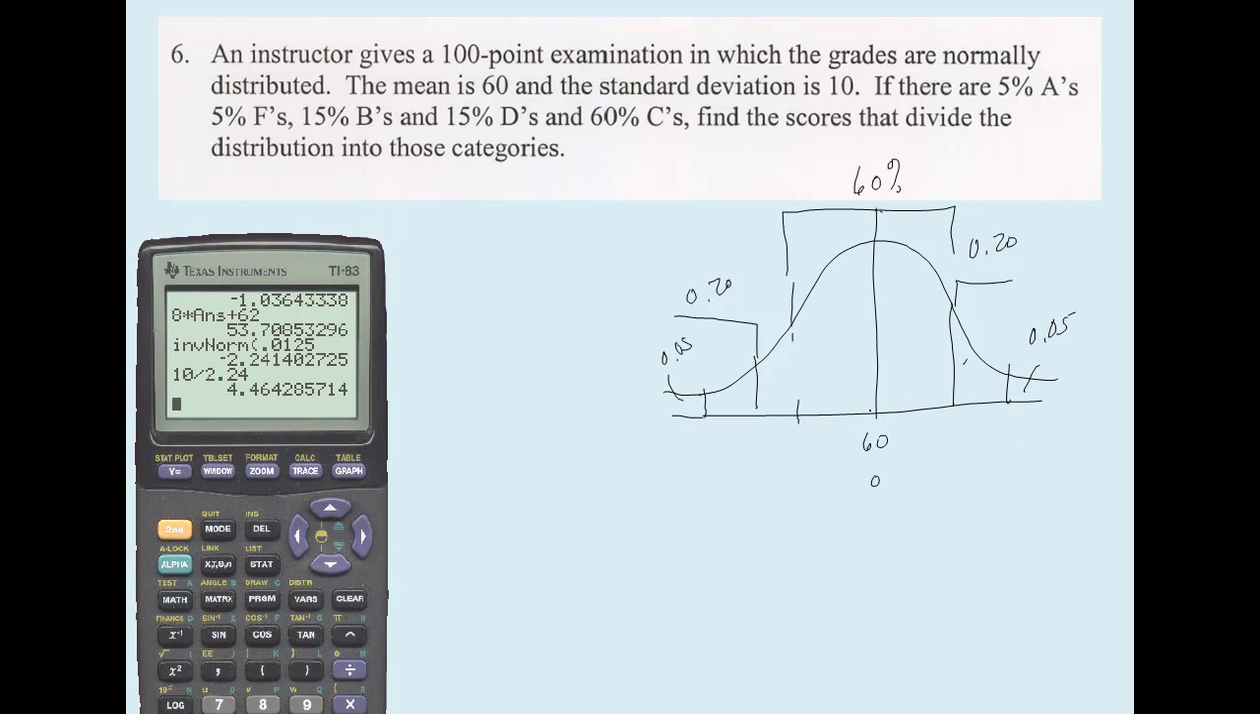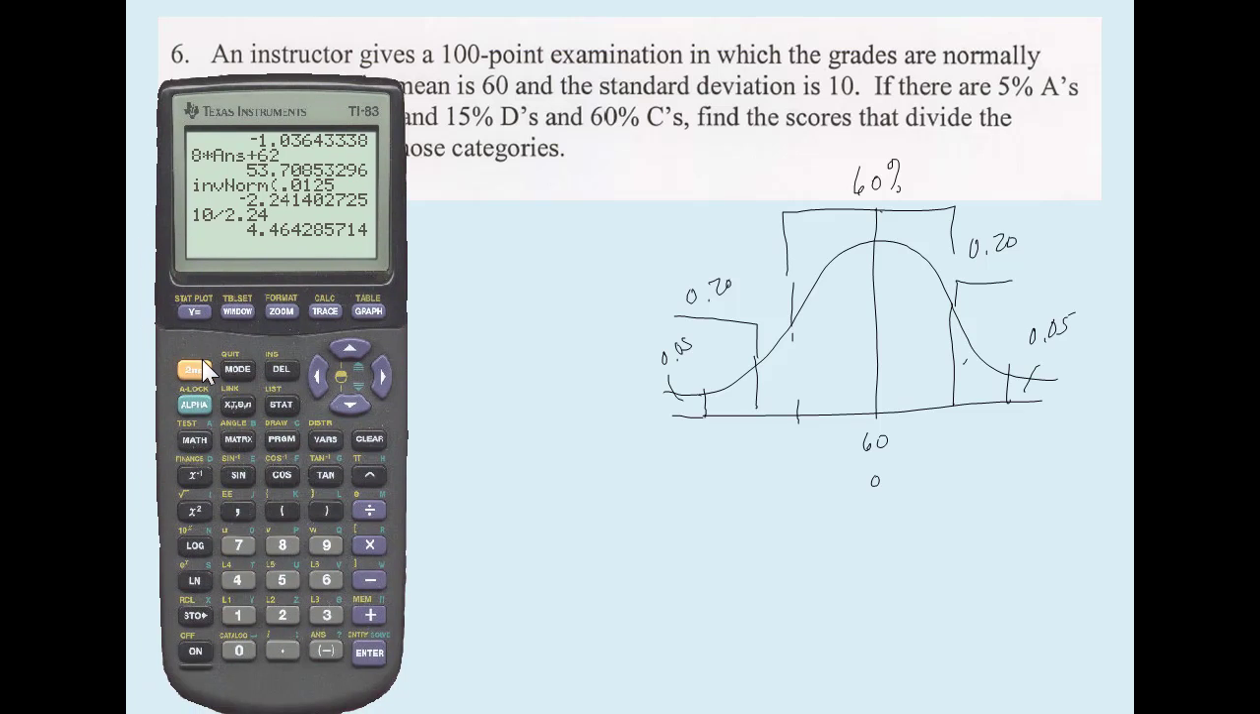All right, so top 5%. So I'm going to inverse norm that. Second distribution, inverse norm of 0.05. That's going to give me a negative number, so I just know that this is 1.645.